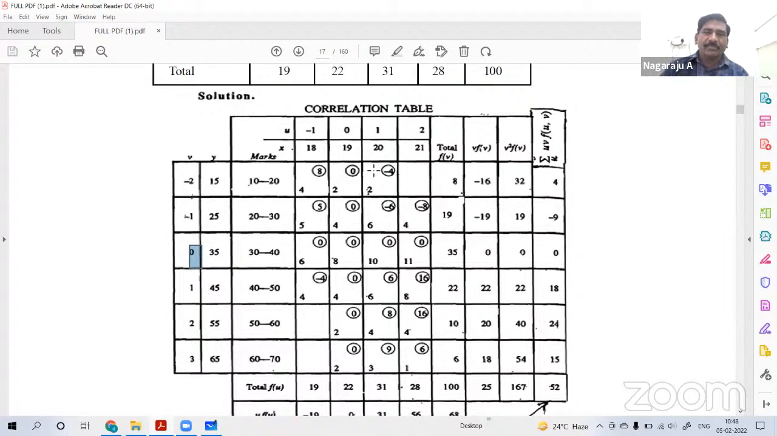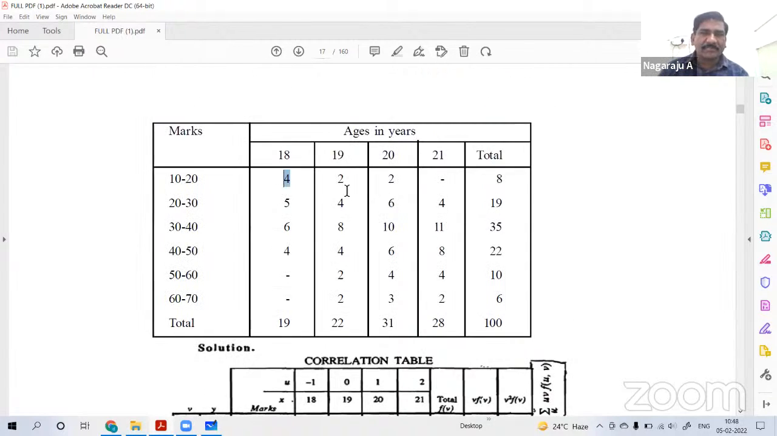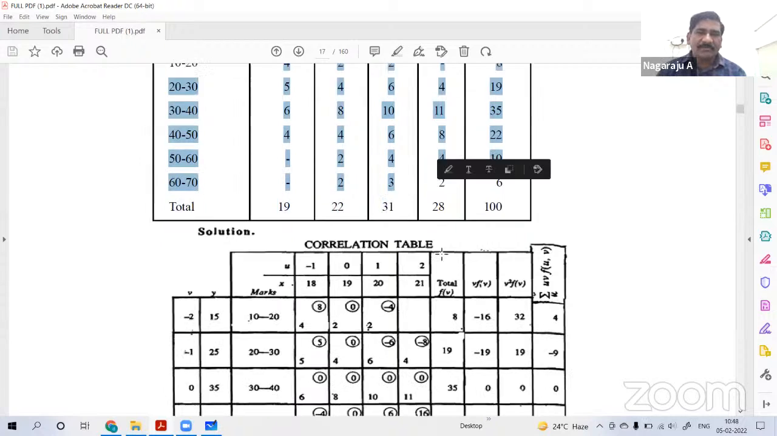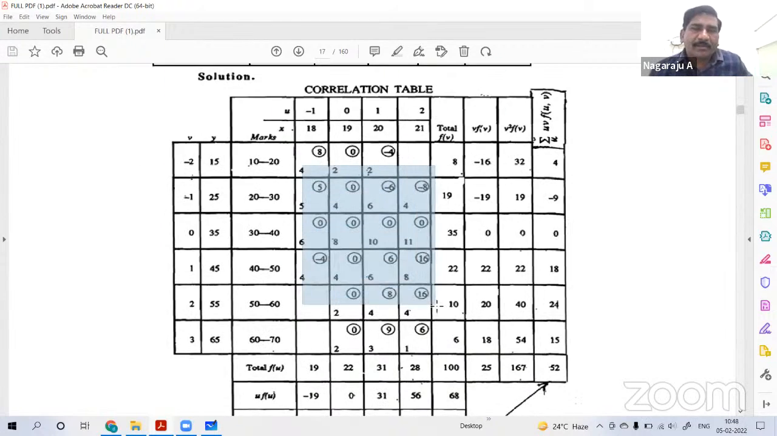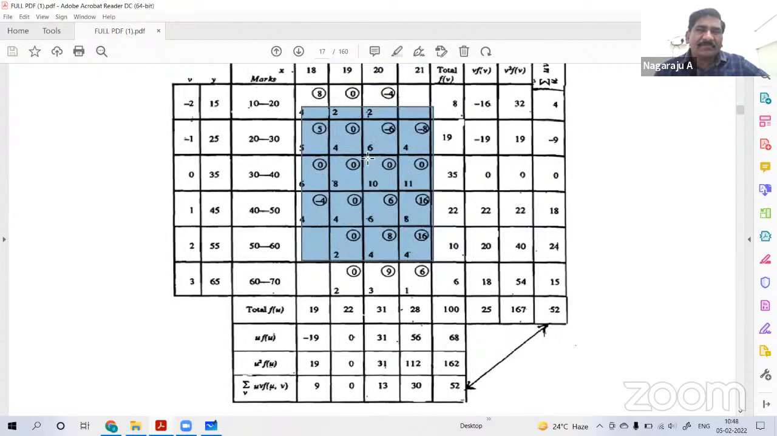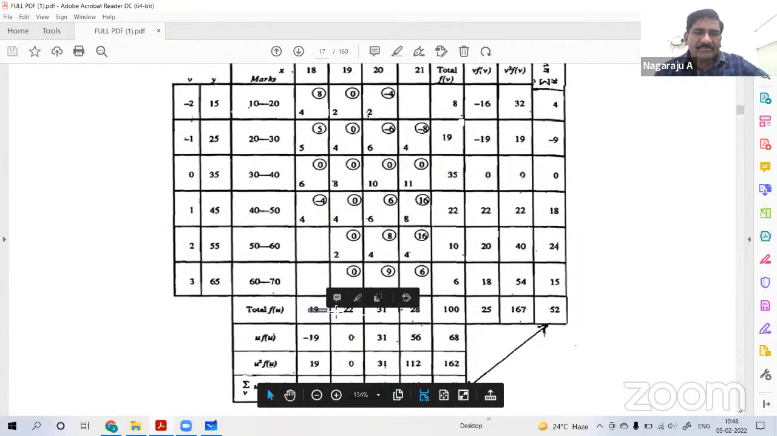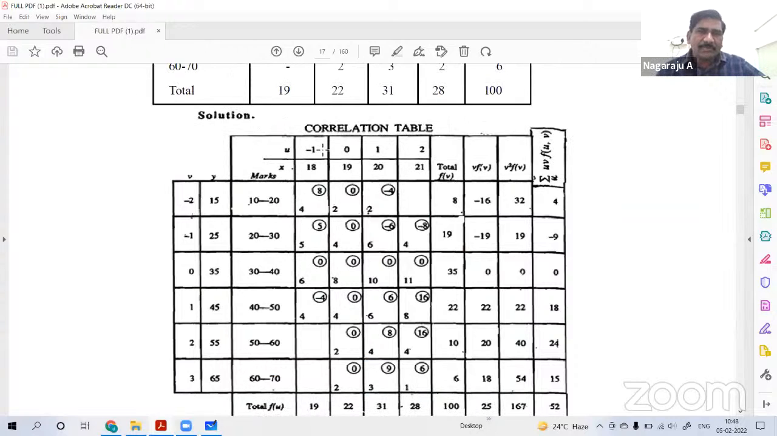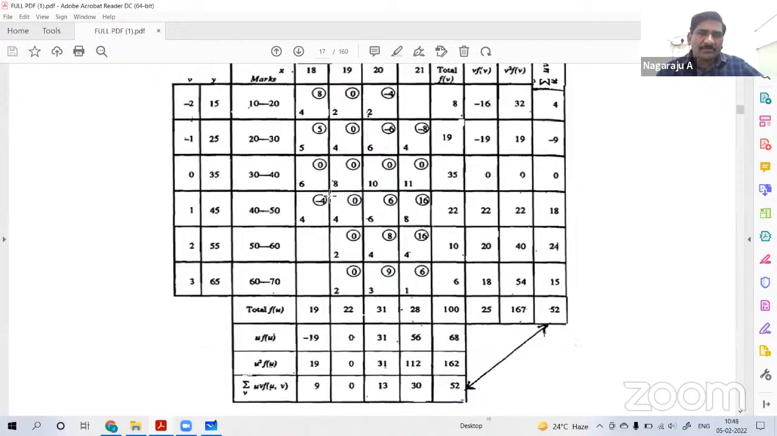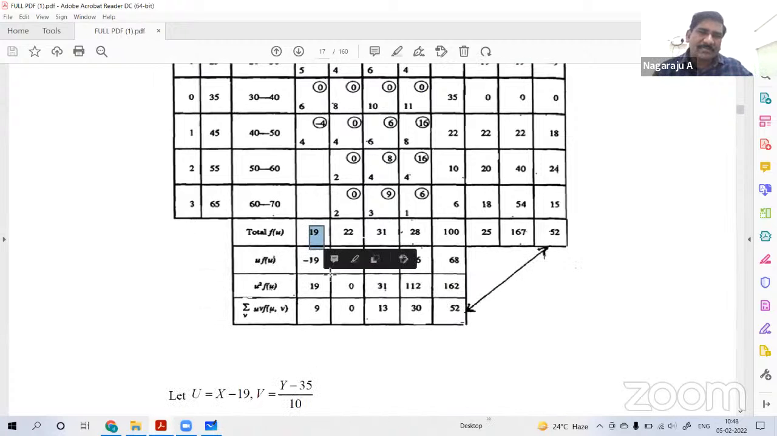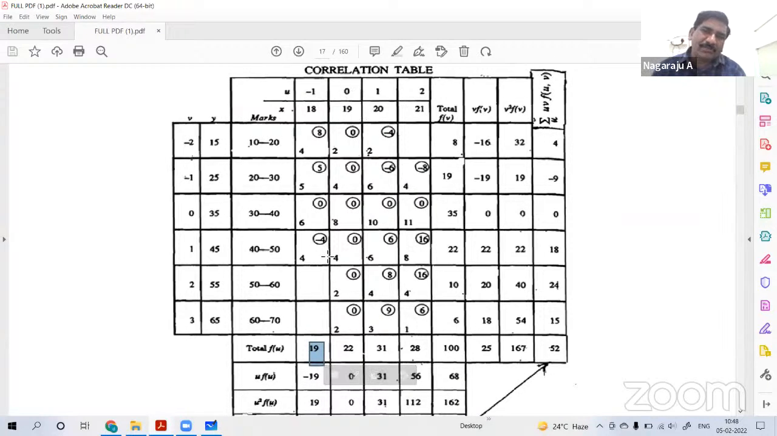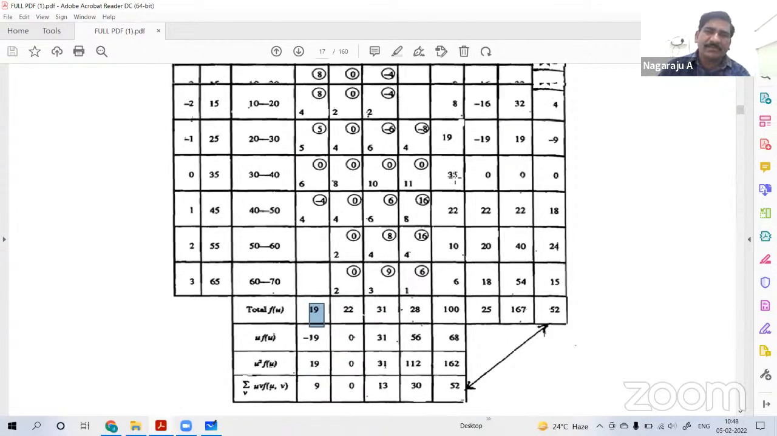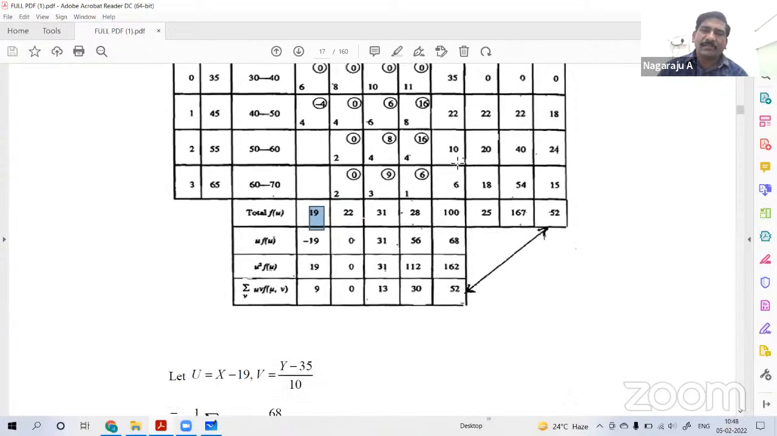Now here 10 to 20, the frequencies are already given. This is the data I'm giving, with gaps in between. Whichever addition we have to find is the total sum of the values. Here total, here total, here total. U into f of u: U is -1 into the corresponding f of u, so that is -19. Similarly, 0 into 22 is 0. Here 1 into 31 is 31. Here at the bottom, 2 into 28 is 56.